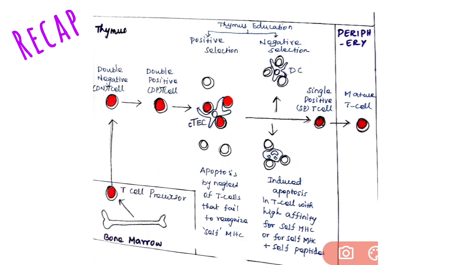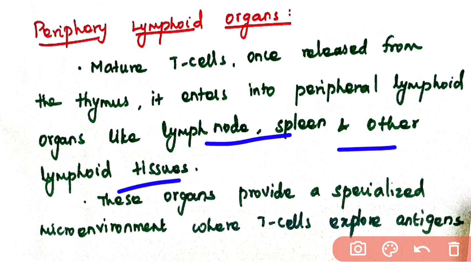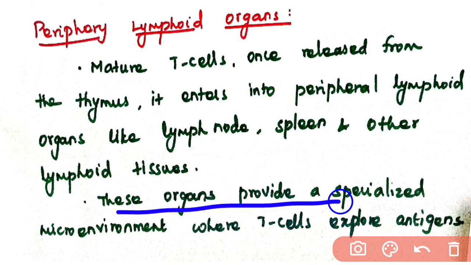Then negative selection. In negative selection, some cells recognize self antigen presented by dendritic cells and macrophages. The cells which recognize the self antigens are eliminated by apoptosis. Only the cells which don't recognize the self antigen are released from the thymus into the peripheral lymphoid organs. Mature T cells, once released from the thymus, enter peripheral lymphoid organs like lymph node, spleen and other lymphoid tissues. These organs provide a specialized microenvironment where T cells explore foreign antigens to fight against infection.